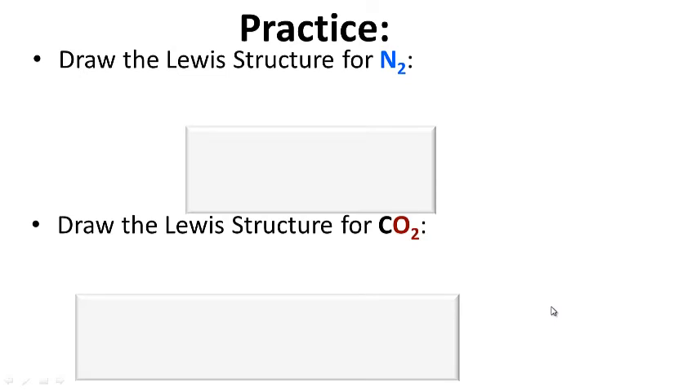All right, so practice here. Draw the Lewis dot structure for N2 and draw the Lewis dot structure for CO2. Okay, go ahead and pause this while you work on these. When you're ready to check your work, hit play. All right, let's see how you did.